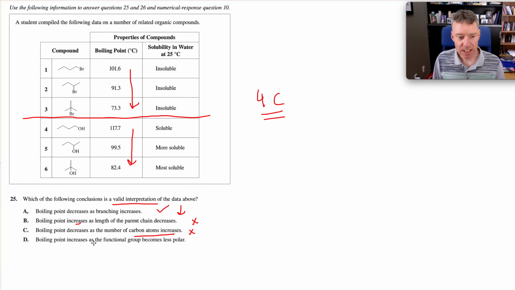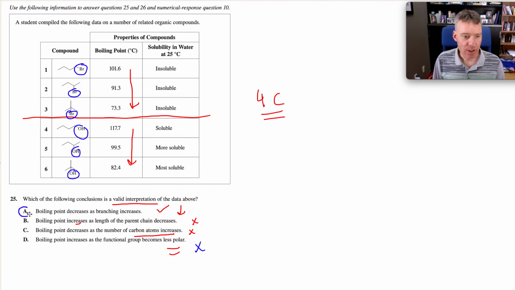Last, boiling point increases as a functional group becomes less polar. That's not what's going on here. We have the same sort of addition. Okay? The polarity here is not changing. Particularly if we look at this subset to this subset, these all have hydroxyl groups. So that's not our manipulated variable. So polarity is not the change.